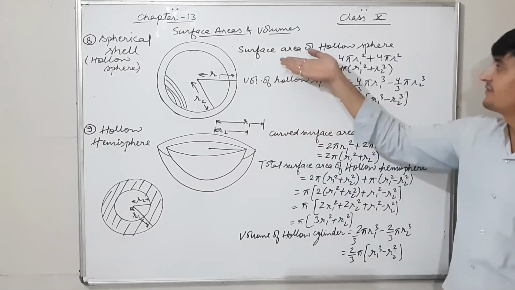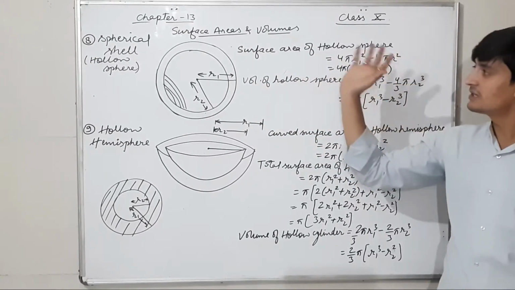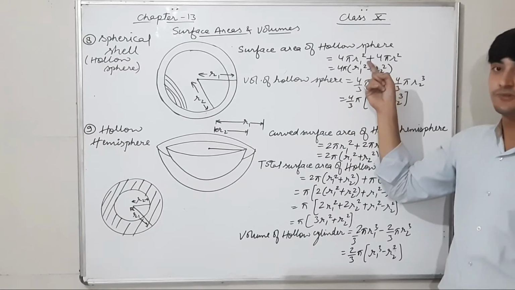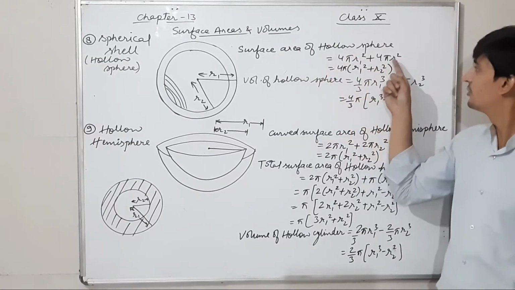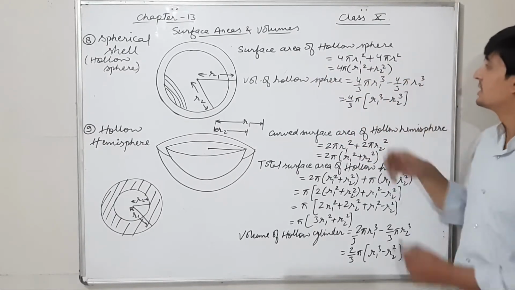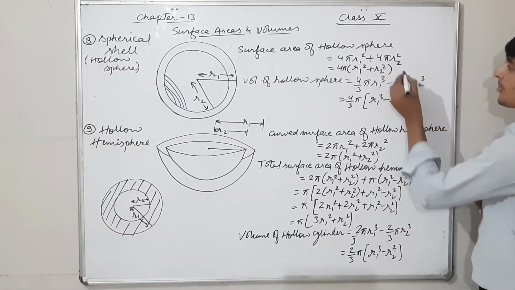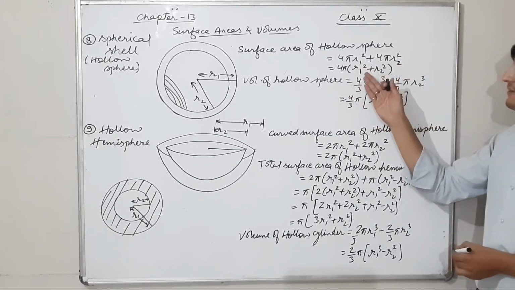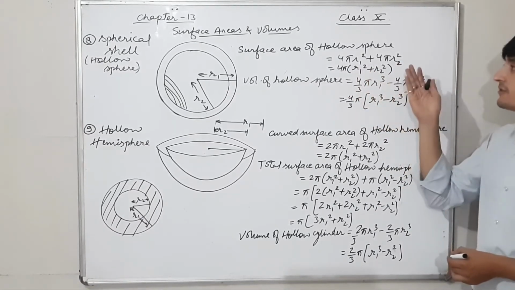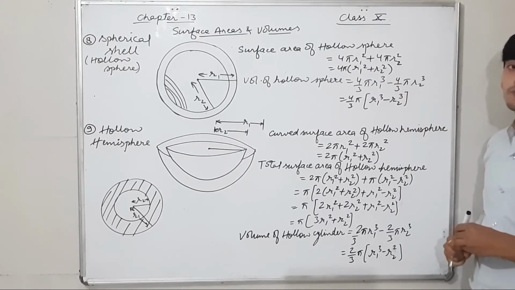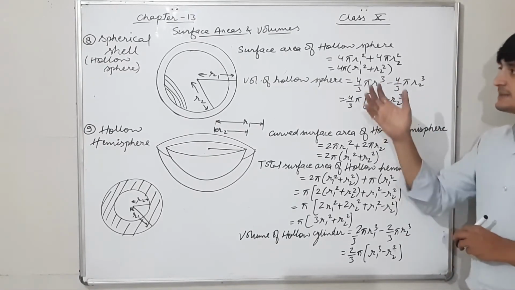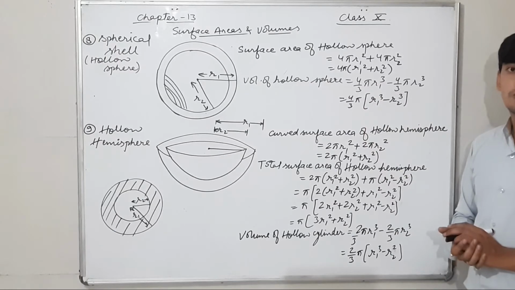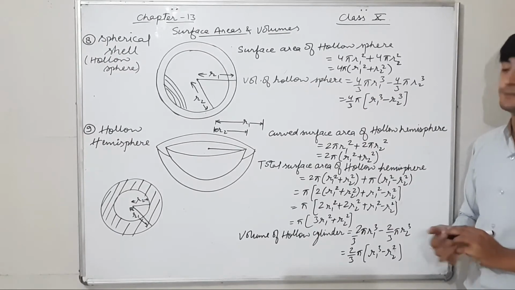Okay. Now surface area of hollow sphere. The outer surface is 4 pi r1 square, and the inner surface is 4 pi r2 square. Understood? Taking 4 pi common, we have r1 square plus r2 square. This is the required surface area of hollow sphere, or we can say curved surface area. In a sphere, surface area and curved surface area are the same.